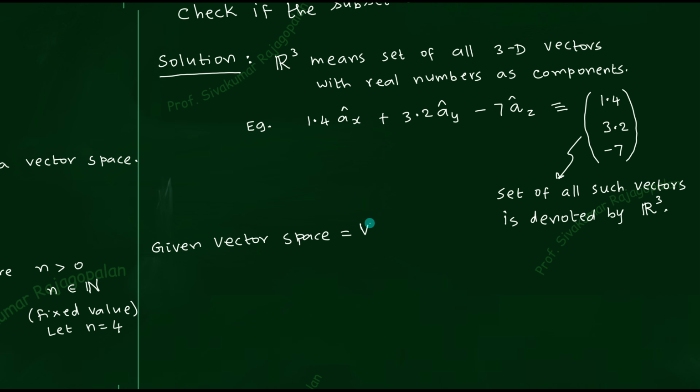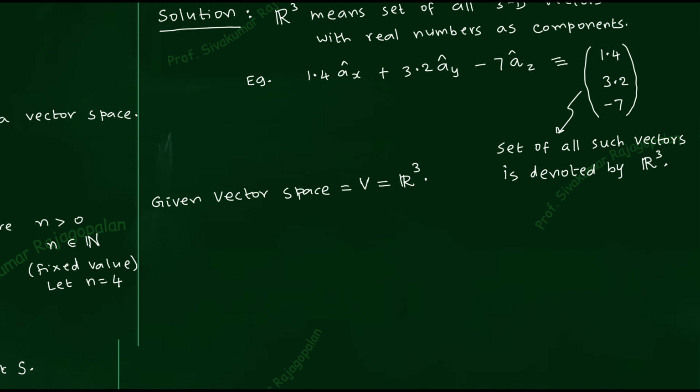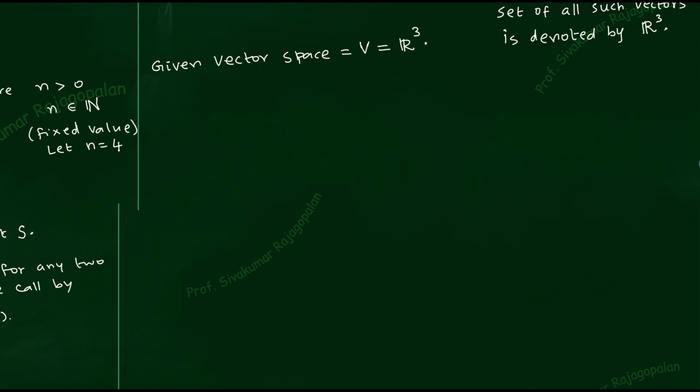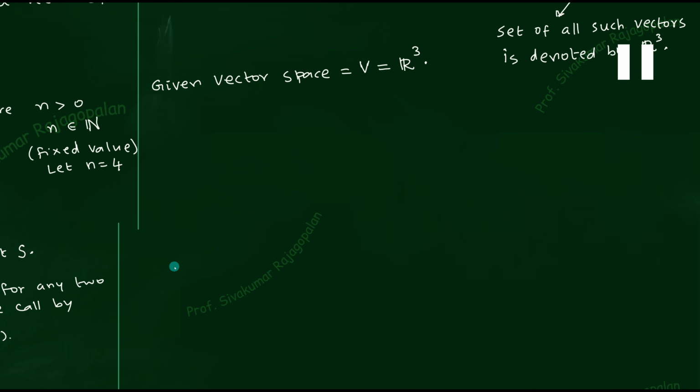The original vector space is R3. That is why I am explaining: the given vector space is R3, that is given to you. Here I would like to explain one more point. I will write down whatever I am telling, but let me first explain what I mean to say.